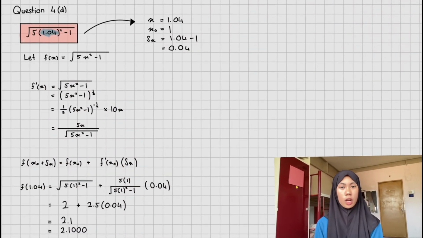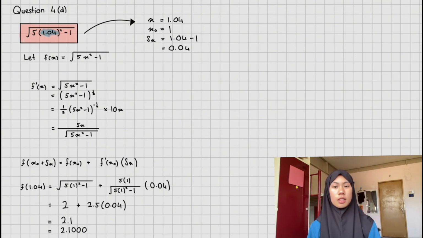In this question, we are required to use the linear approximation method to estimate the value. First, let f(x) equal the square root of 5x squared minus 1. Since 1.04 is close to 1, x naught is equal to 1 as the point of approximation. Next, I calculate the change in x. Delta x equals 1.04 minus 1. So, delta x equals 0.04.